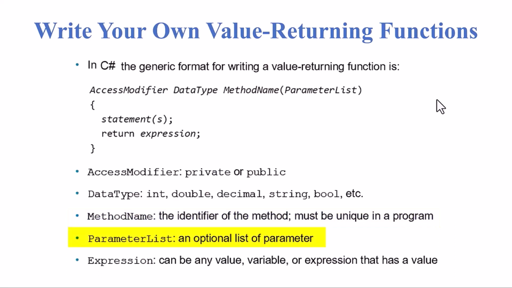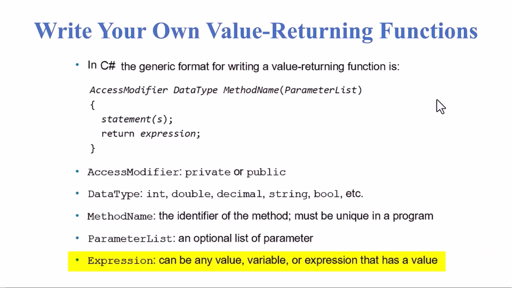And a parameter list, an optional list of parameters. You have the two parentheses there. You may have something in there, you may not. In all likelihood, you probably will, because you're passing something to a method. It'll do some calculations on it and send back an answer. The expression can be any value, variable, or expression that has a value.